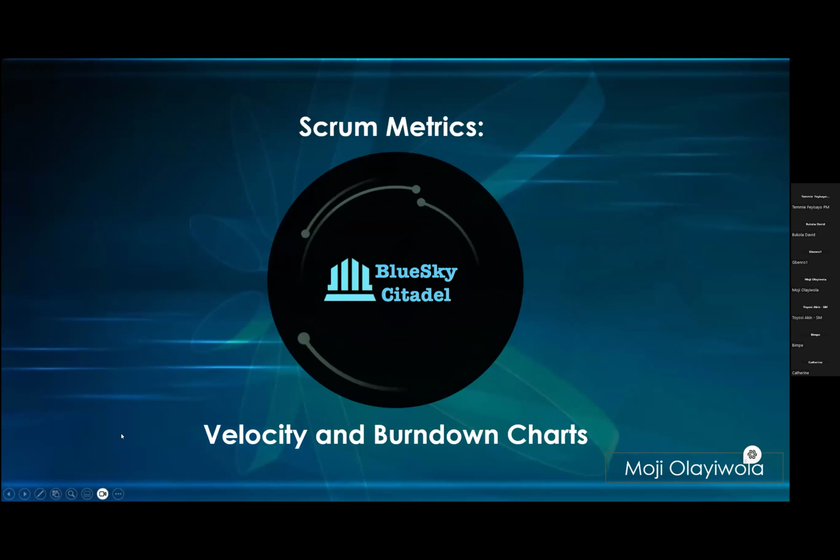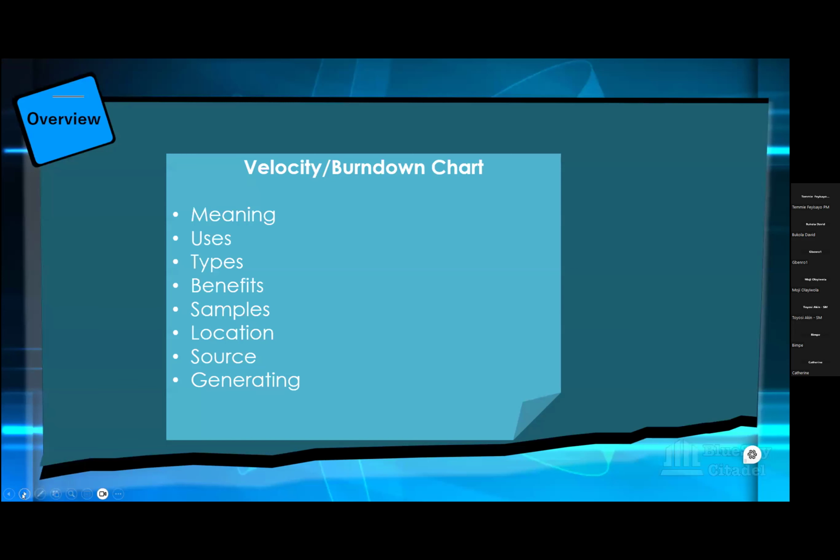Right. Just like I said a few minutes ago, we'll be looking at Scrum metrics tonight, and for us it will be to know the meaning. If you look at the slide I'm sharing, you have velocity and burn down chart, because those are the two that we'll be focusing on tonight. There are other charts, but these are the ones we'll be focusing on.